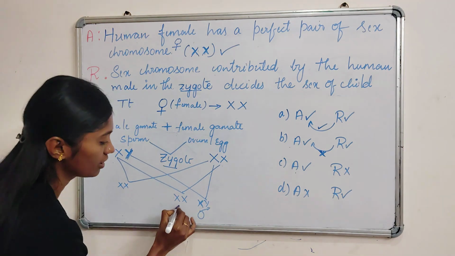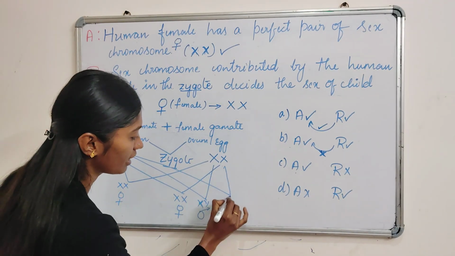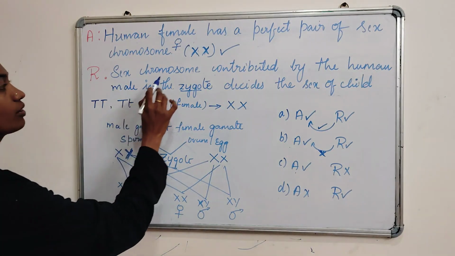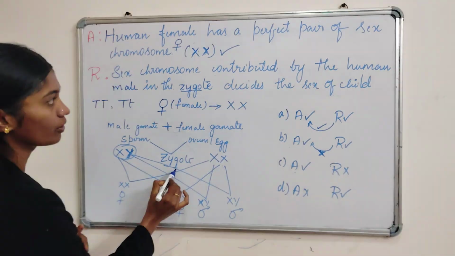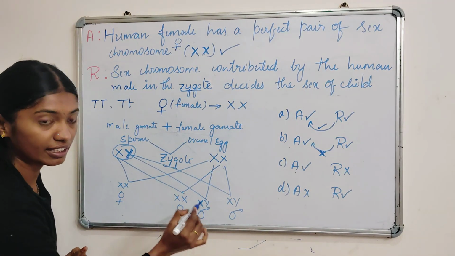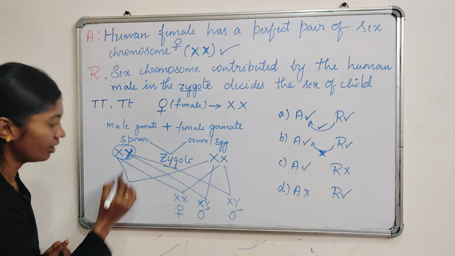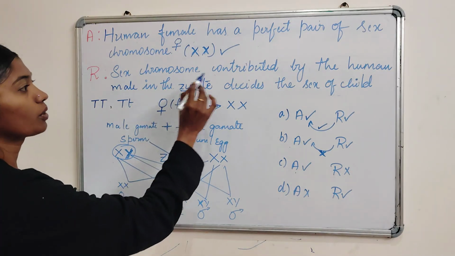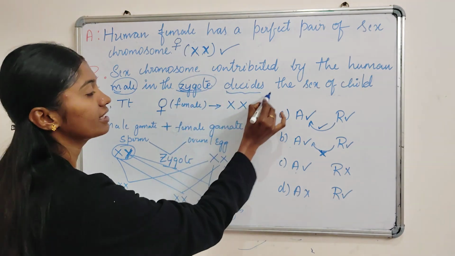So male will be represented like this, this is female. Again the Y possibility, this can combine, so what is that? XY. So again male can form. So whatever the male is contributing, either X or Y, in the zygote, decides the sex. The X is not playing the role to decide the sex of the individual. Only the chromosome, whether it is X, female. If it is a Y, male is going to form. What is the reason? Sex chromosome contributed by the human male in the zygote decides the sex of the child.